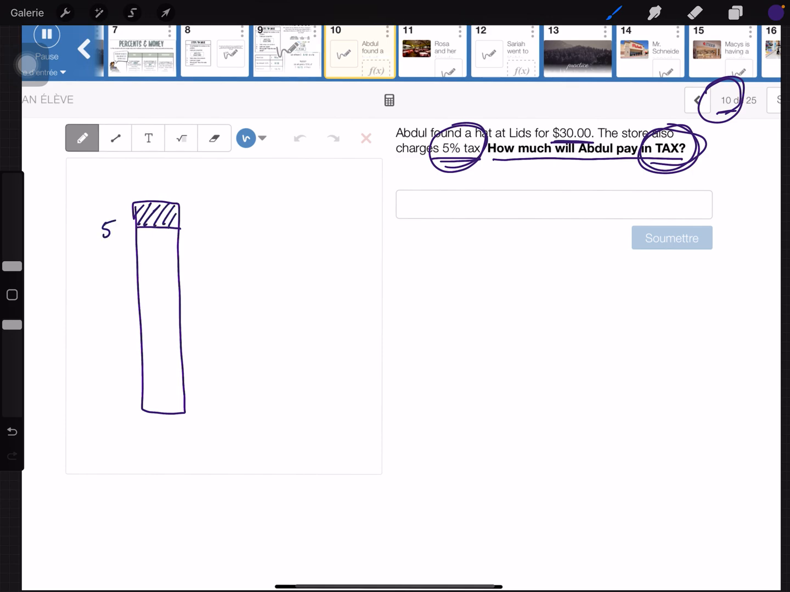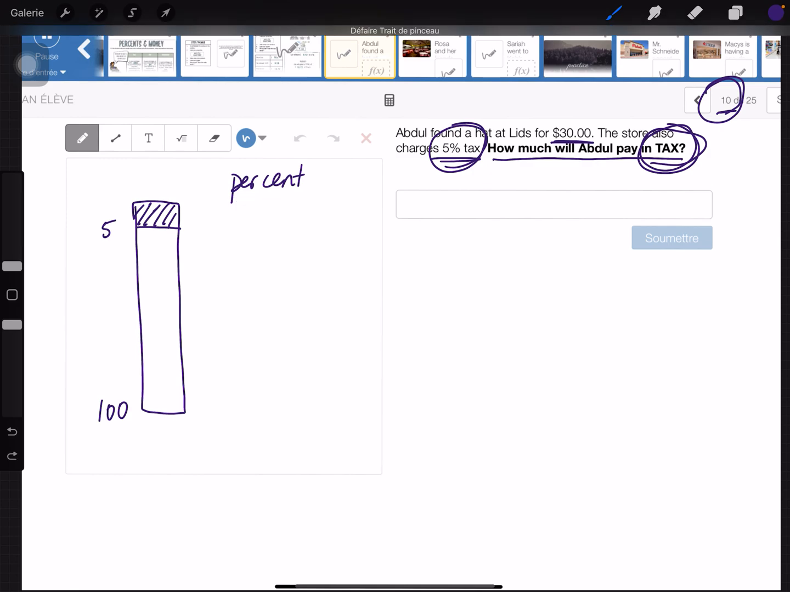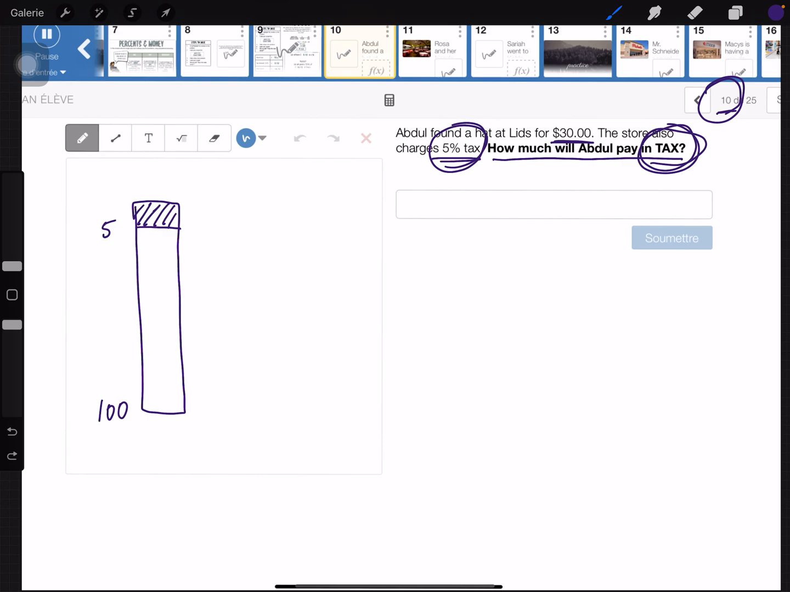And another way that I can write 5% is 5 out of 100. Remember that the word percent means out of 100, cent meaning 100. So I can write this in its fraction form as 5 out of 100, 5 being the tax, 100 being the cost of the whole item, the hat. Now on the right side, we're looking for how much will Abdul pay in tax. That's going to be equivalent to the 5%.